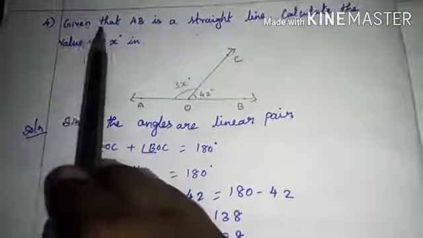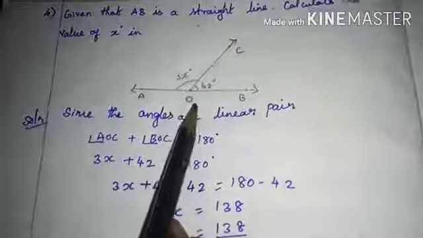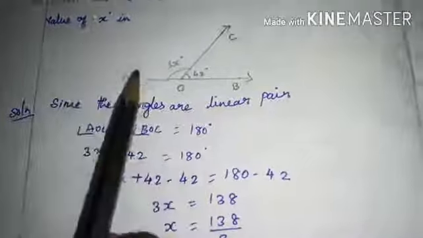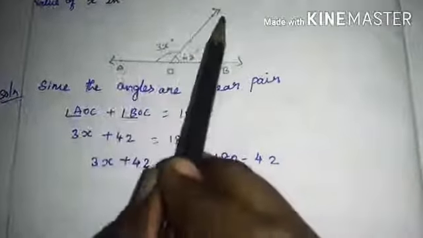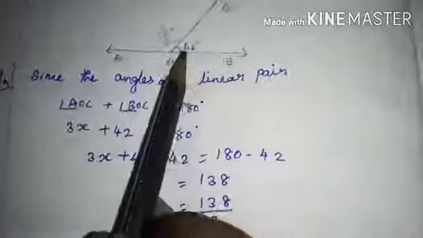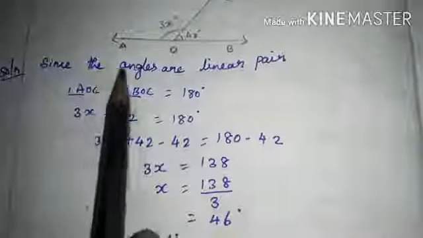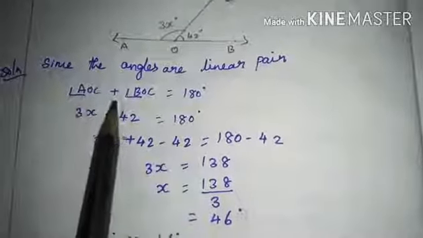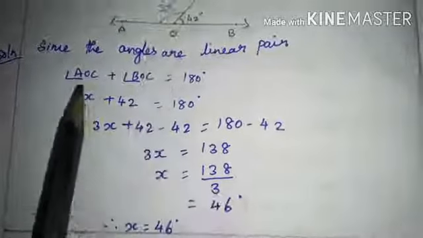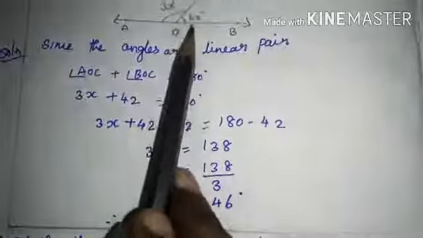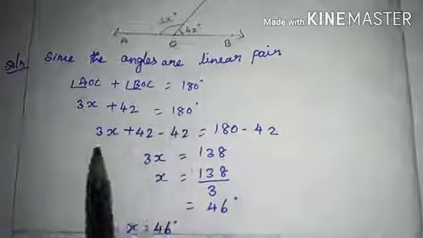Fourth sum, given that AB is a straight line, calculate the value of x in this figure. In the question also they have given AB is a straight line. Therefore, angle AOC and angle COB are a linear pair of angles, which is equal to 180 degree. Since the angles are a linear pair, we get AOC plus BOC equal to 180 degree. AOC is given as 3x and BOC is given as 42. We are substituting it, that is equal to 180 degree.